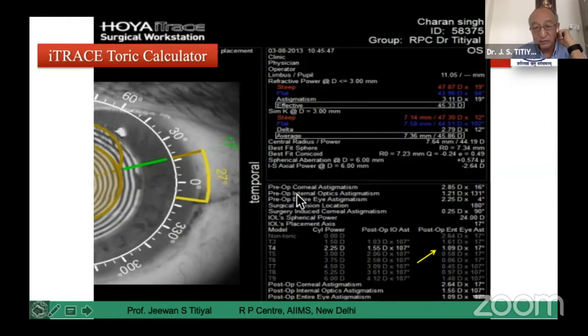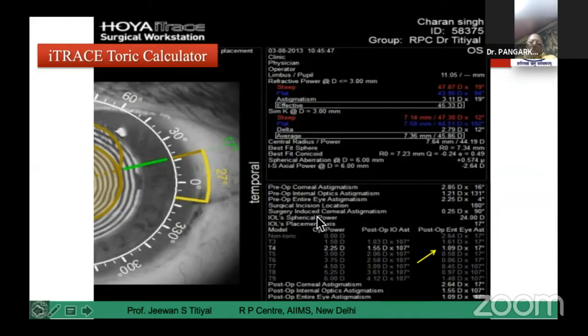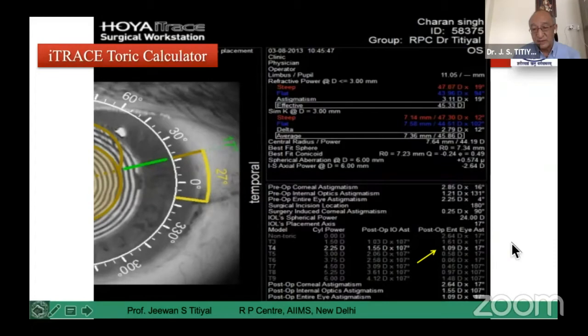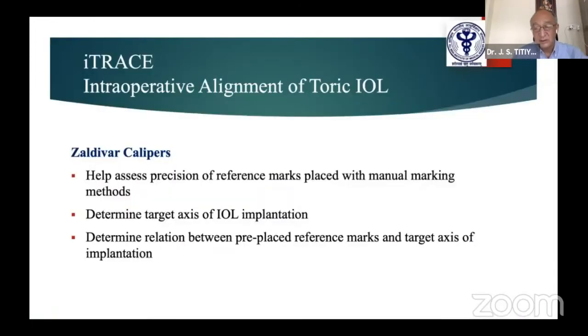Apart from that, you can look at the pre-op astigmatism, internal optical aberrations, entire eye astigmatism, incision size, and location. Everything gives you a calculation of IOL power and axis of implantation also. And you can modify it as per the desired residual cylinder and axis. We all know we would desire to have a little bit of with-the-rule astigmatism, minus cylinder at 90°, in post-op patients, especially if you have monofocal lenses, to give a little more perception and improve the near vision for these patients.